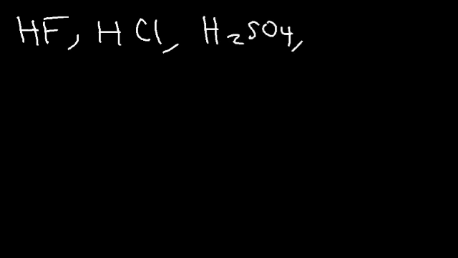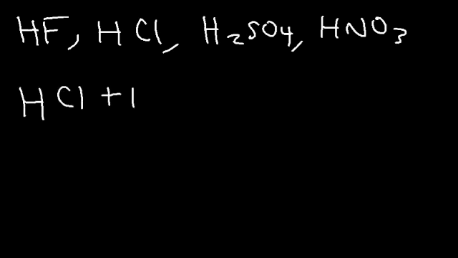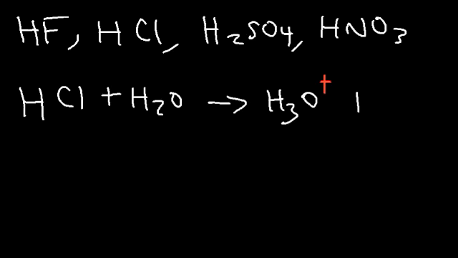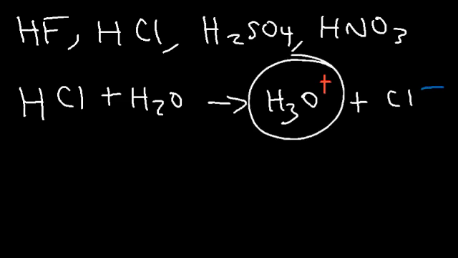Examples of Arrhenius acids include HF, hydrofluoric acid, HCl, hydrochloric acid, H2SO4, sulfuric acid, and HNO3, nitric acid. All of these acids have a hydrogen in front of them. So let's say you put HCl in water. Hydrochloric acid will dissociate in water. It's going to donate a hydrogen to water, creating the hydronium ion, and also the conjugate base, chloride. So as you can see, an Arrhenius acid releases hydronium ions into the solution.